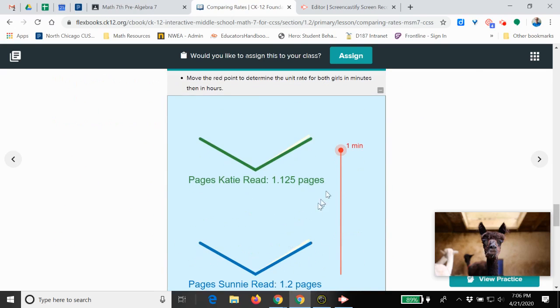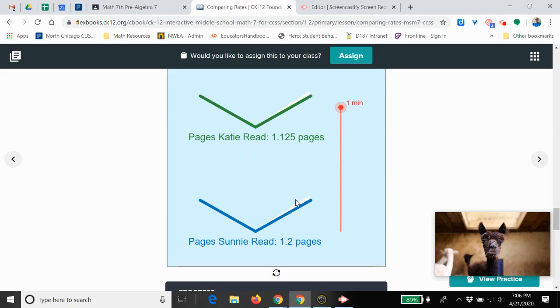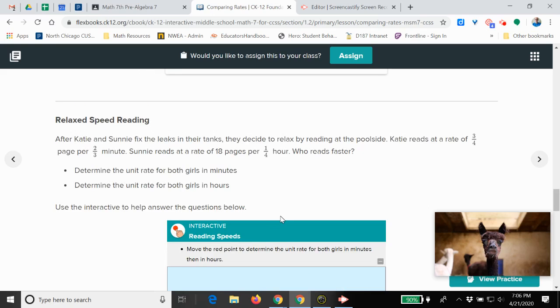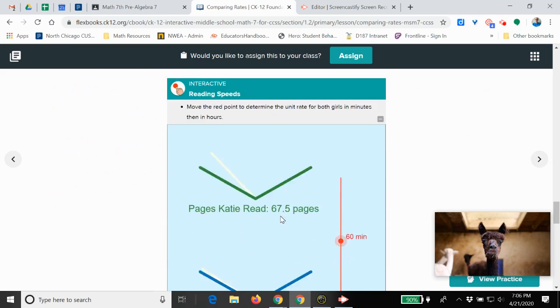So I'm going to grab this, and here's my minutes. Katie reads 1.125 pages per minute. Sunny reads 1.2 pages per minute. Who's reading faster? And they're proportional. So if I change it to 60 minutes, which would be an hour, then Katie's reading 67.5 pages, and Sunny's reading 72 pages. So we can compare them when they have the same rate.